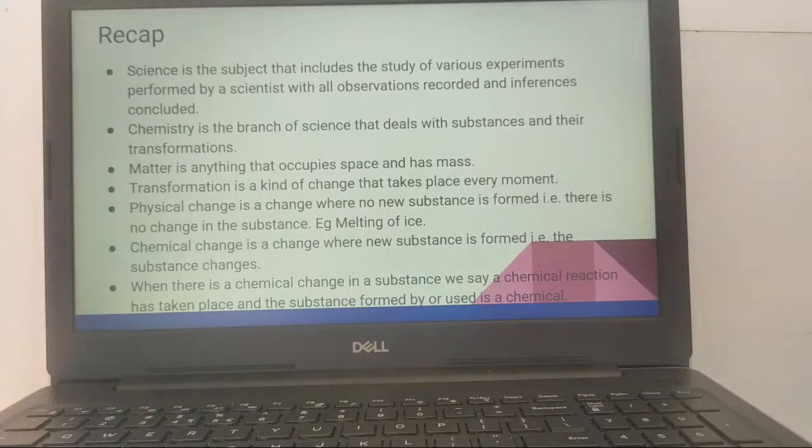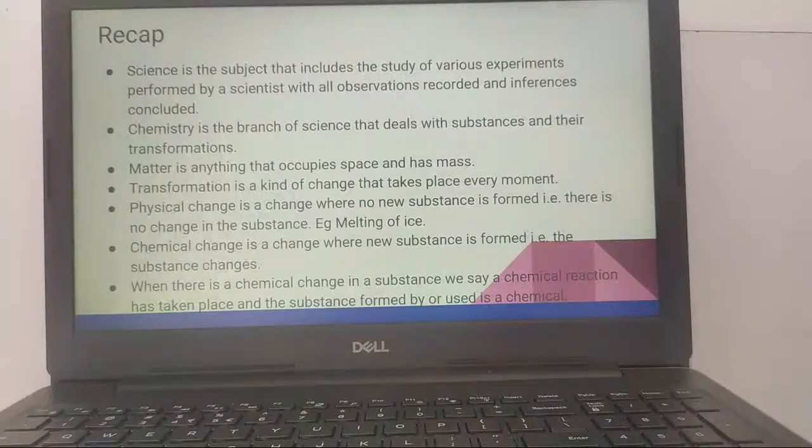Then we discussed physical change. Physical change is a change where no new substance is formed, that is, there is no change in the substance. Example, melting of ice. Then we discussed chemical change. What is chemical change? In a chemical change, there is a new substance formed, that is, the original substance changes entirely.